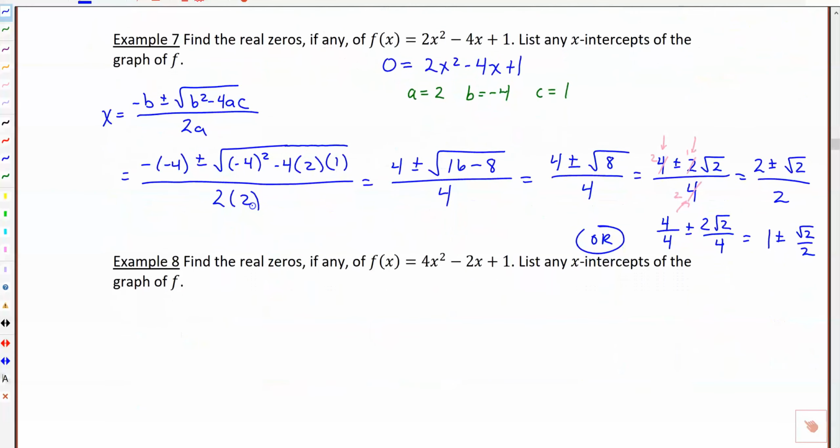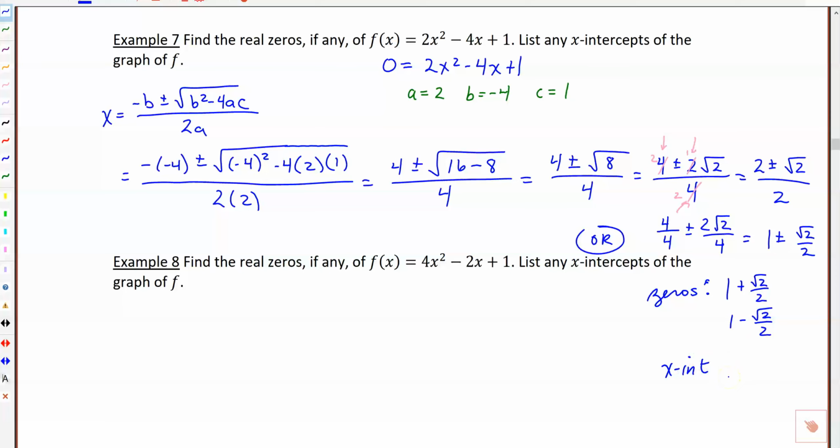Okay, so wrapping up what we have so far, my x-intercepts, or my zeros rather, doesn't matter because they're both the same. So let's maybe talk about this in terms of my zeros first. My zeros are 1 plus square root of 2 over 2 and 1 minus square root of 2 over 2. Now, those are also going to be my x-intercepts.